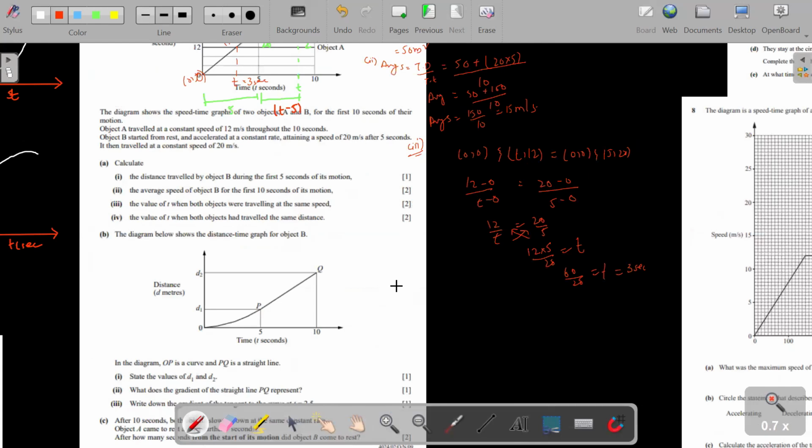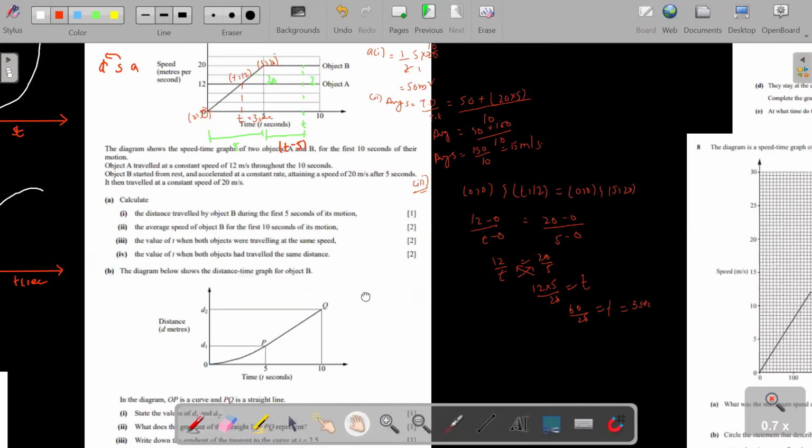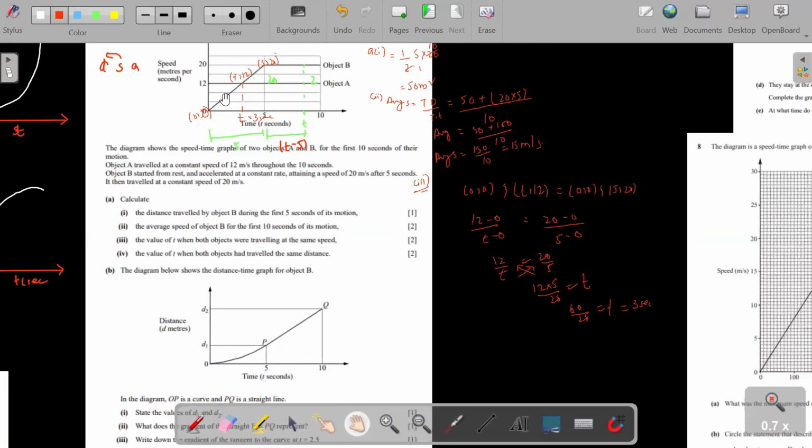Now the distance for object A and object B is the same. For object A, the distance is the area under the curve, like length times breadth. Distance A is equal to distance of object B. For distance A, it's going to be the area under the curve, and the area under the curve is 12 times T. And the distance for object B is going to be a trapezium.